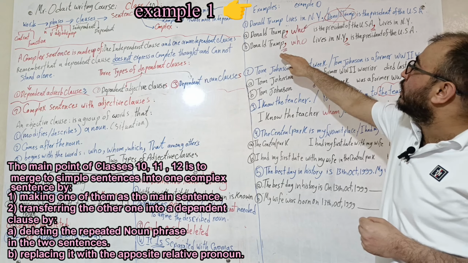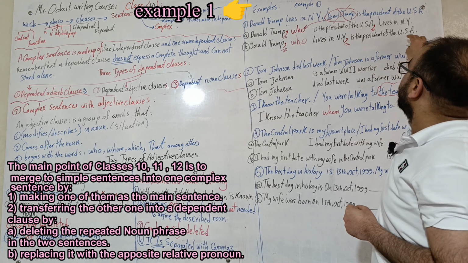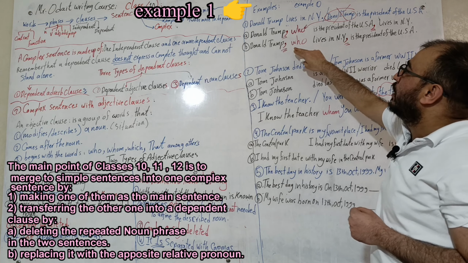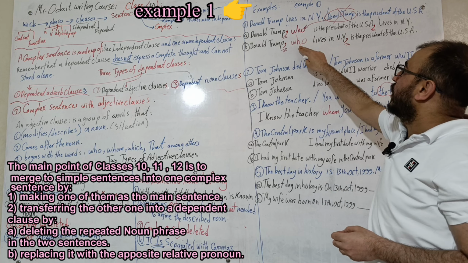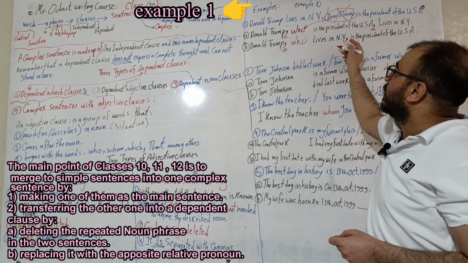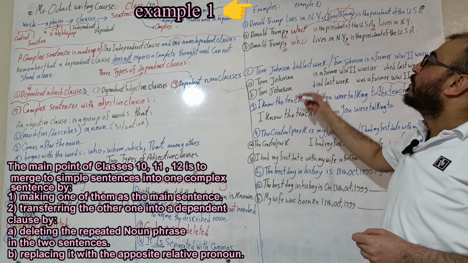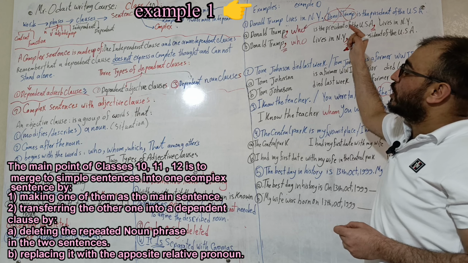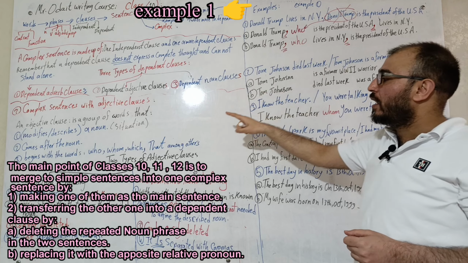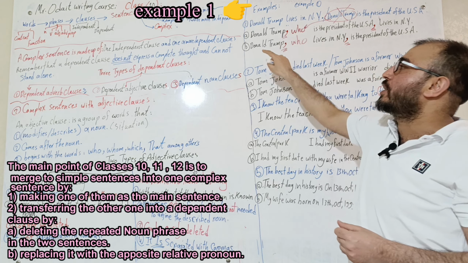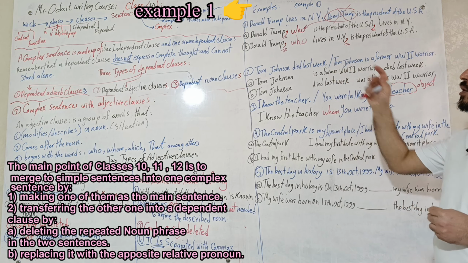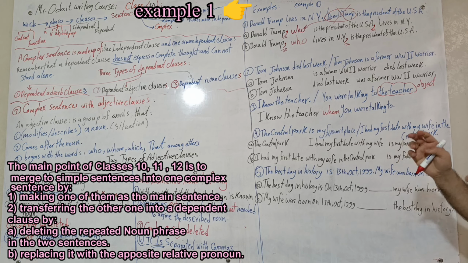Again, my friends, here, Donald Trump, who lives in New York, is the President of the United States of America. We have only one President of the United States who is famous. That's why I can delete this dependent clause, because it gives extra information. And again, my friend, it is an adjective clause. Why? Because it modifies or gives extra information about the described noun, which is Donald Trump here.